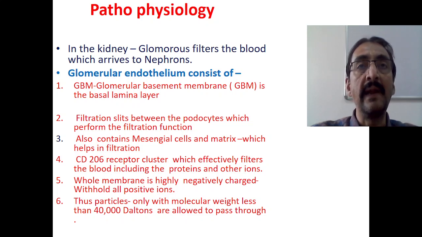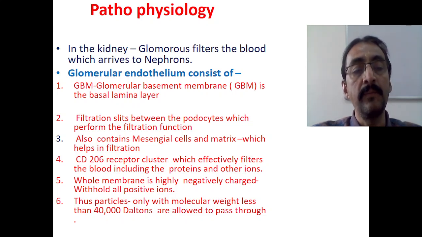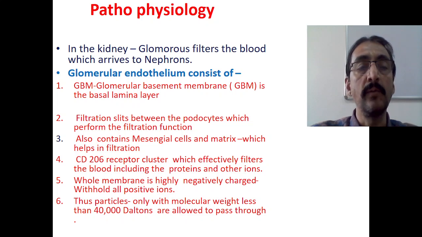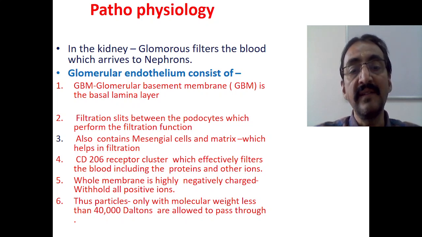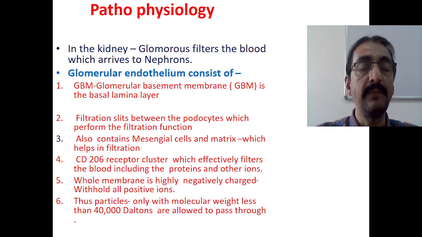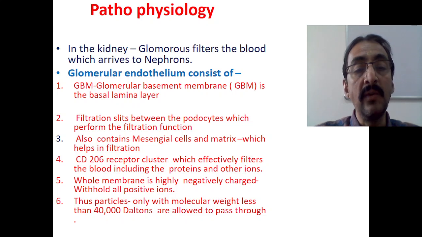Okay, glomerular endothelium, what do we say? When I say glomerular endothelium, it consists of these important layers. Number one, it contains the glomerular basement membrane. Number two, there are filtration slits between the podocytes which perform the filtration function. Number three, it also contains some mesangial cells and matrix which again help in filtration. It also contains the CD206 receptor cluster which effectively filters the blood, including the proteins and other ions, and the whole membrane of this glomerular endothelium is basically negatively charged.